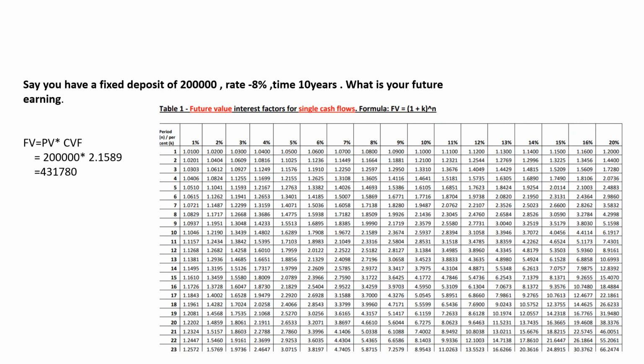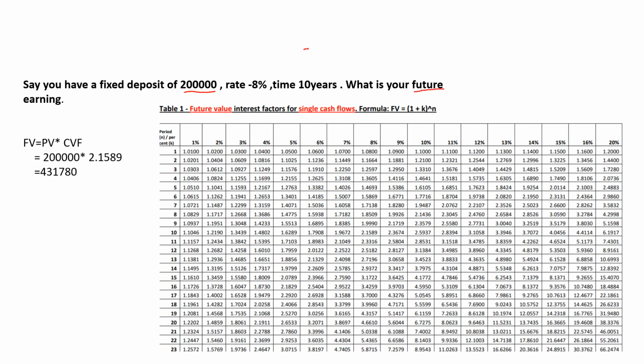Now let us see this question. It says, say you have a fixed deposit of 2 lakh. The rate is 8% and for 10 years we will be keeping this fixed deposit. You want to know the future earning. So how will we be finding it? This is a one-time deposit. Yes, 2 lakh is a one-time deposit. We have the rate, we have the time, and we want to find the future value.